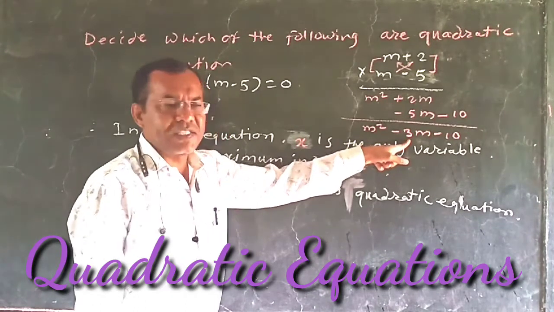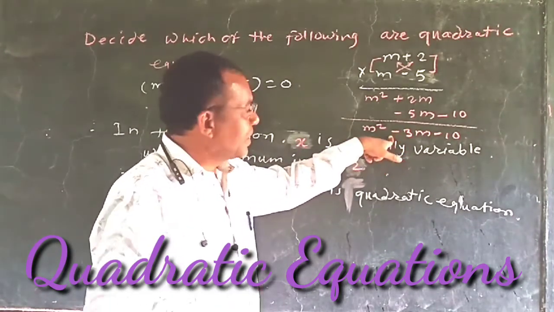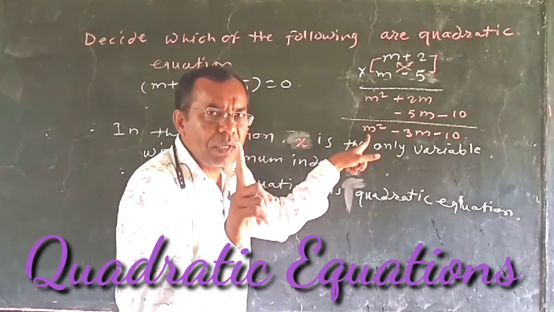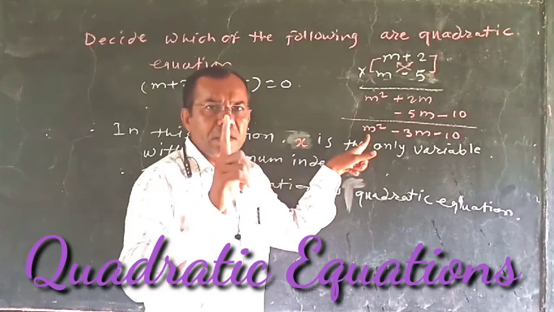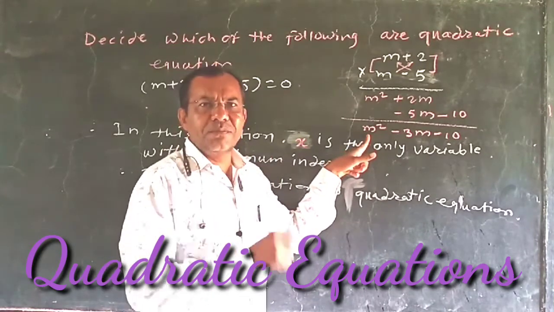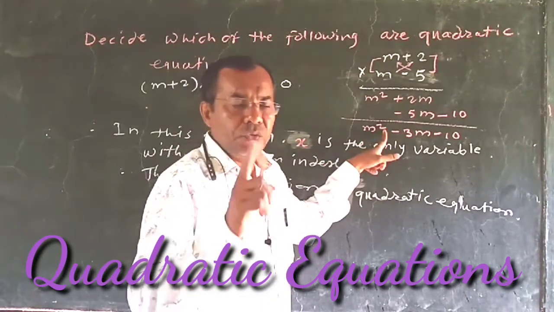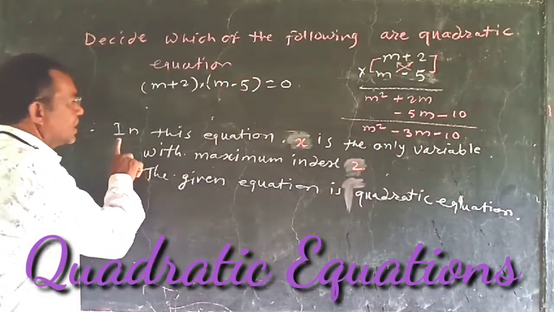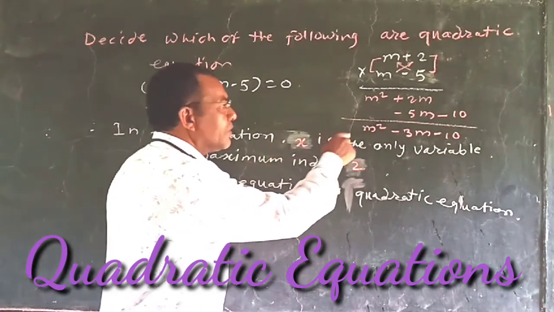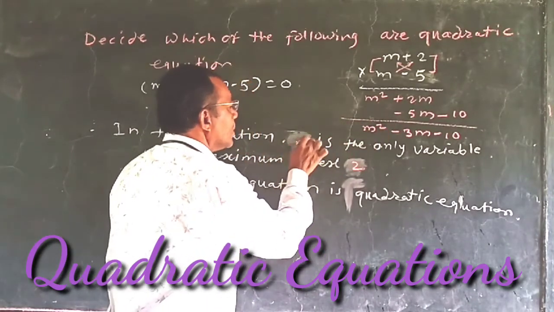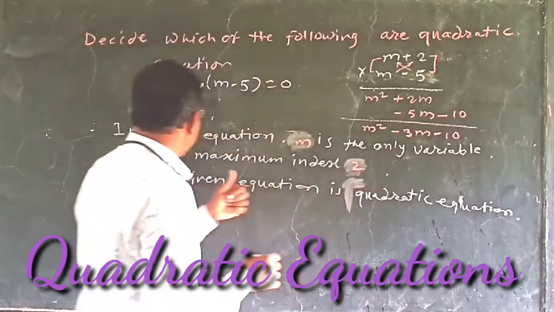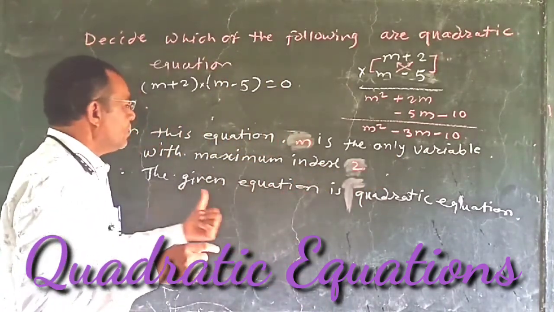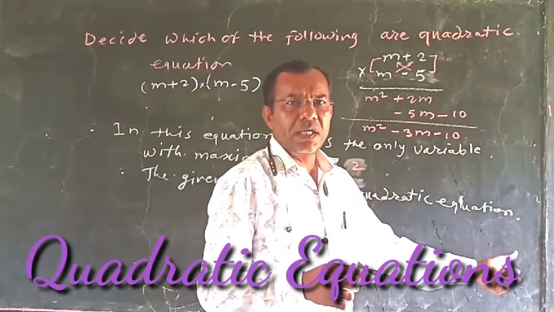Now you will decide, is it a quadratic equation? Yes, it is a quadratic equation because the only variable m is here, and the highest index or maximum index of m is 2. Therefore, it is a quadratic equation. Okay, I will write in this equation, which is the variable? m is a variable. m is the only variable with the maximum index 2. Therefore, the given equation is a quadratic equation.